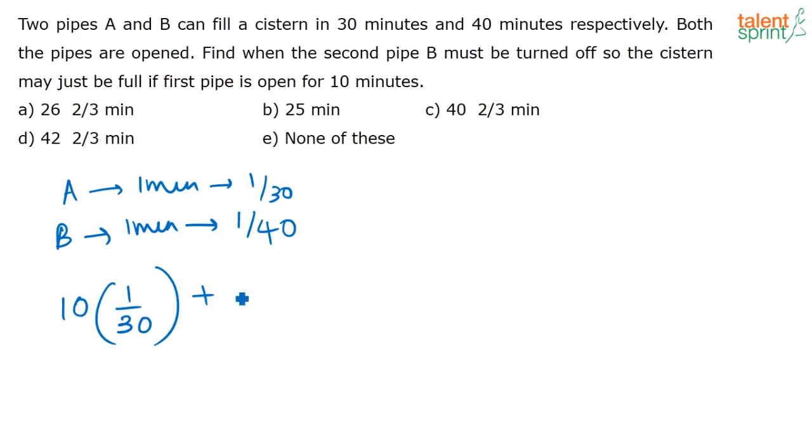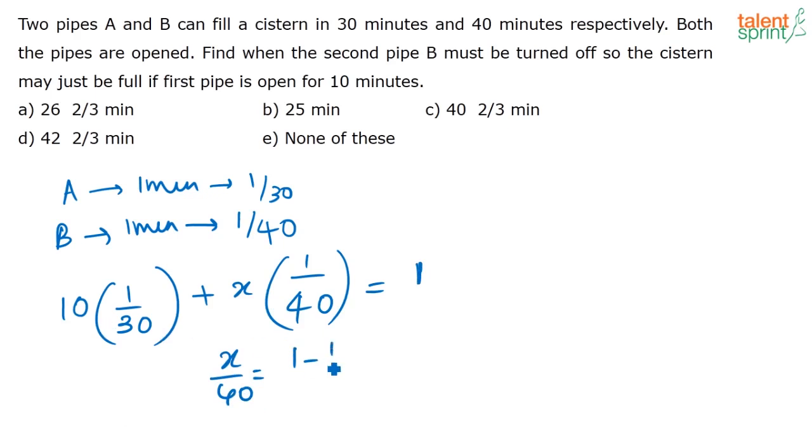10 by 30, right? Now pipe B is open for x minutes. We don't know how many minutes. 1 by 40, right? Together, the tank should become full. So full work is always considered as 1, correct? So put together these two should equate to 1. So from here just solve for the value of x. x by 40 is equal to 1 minus 10 by 30, which is 1 by 3, correct?